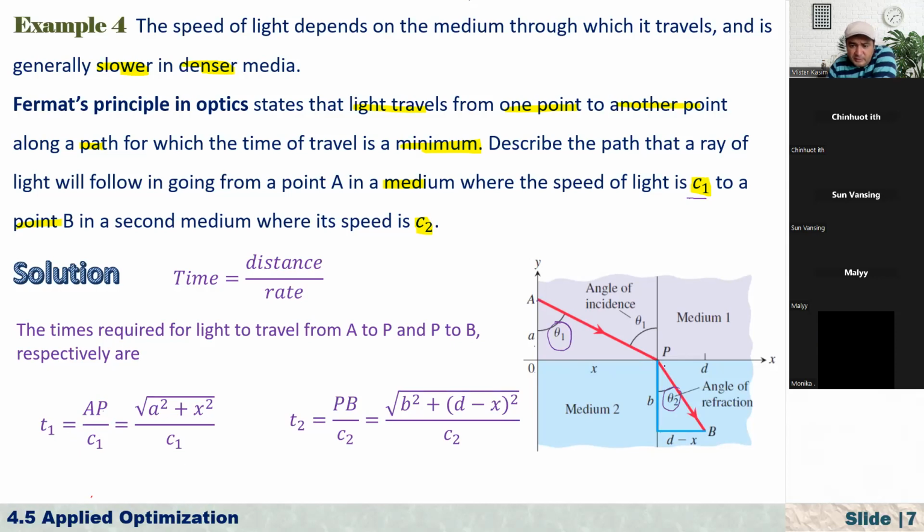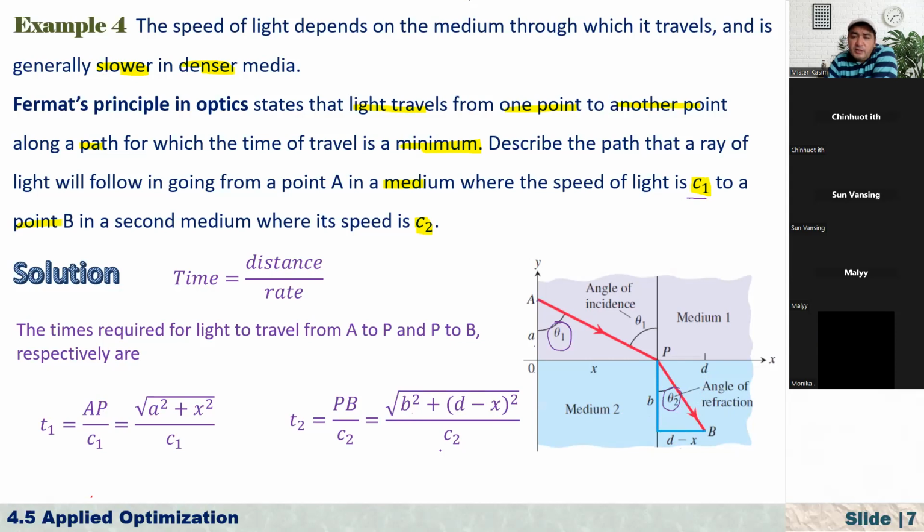And how about the second part? Because the medium is changing here, there is a refraction here. We say that it's broken here at a certain angle. So how about the time for the light to travel from P to B? Again, it is distance over speed. What is the distance? PB. And what is PB? Again, by using the Pythagorean theorem, we can find PB. The vertical distance from P to B is B. And suppose that the x coordinate of B is D. So that is D minus X. That's why here we have the square root of B squared plus D minus X squared over C2.